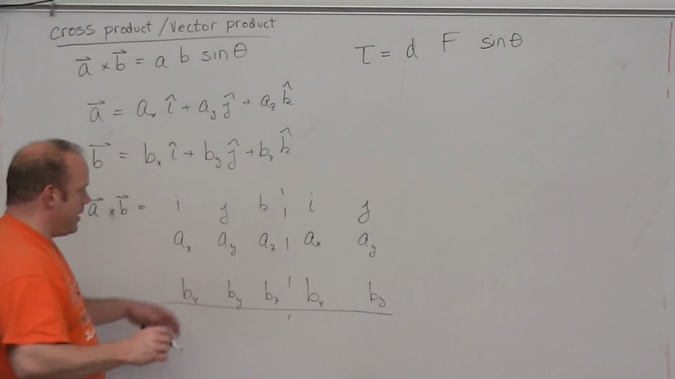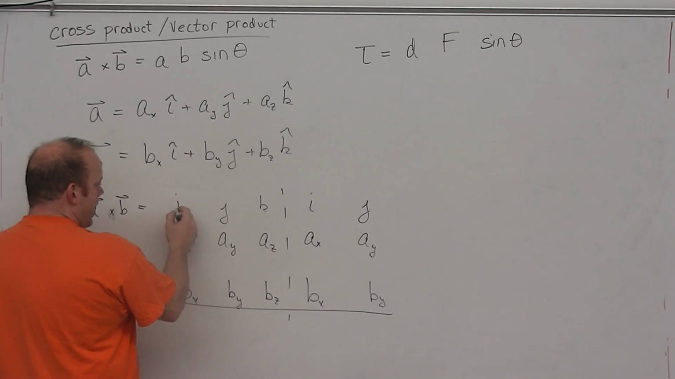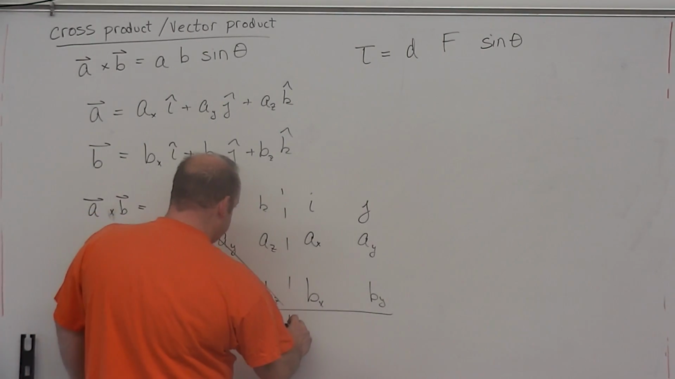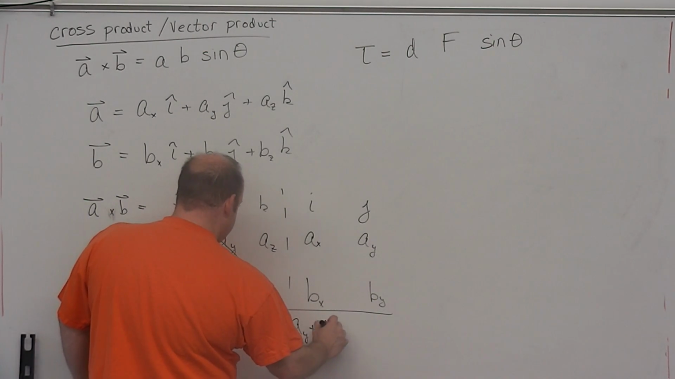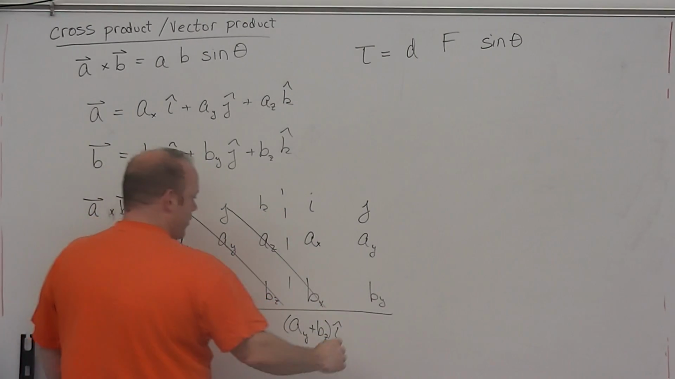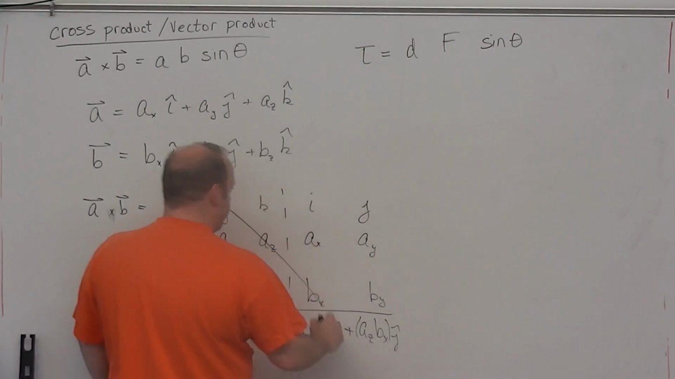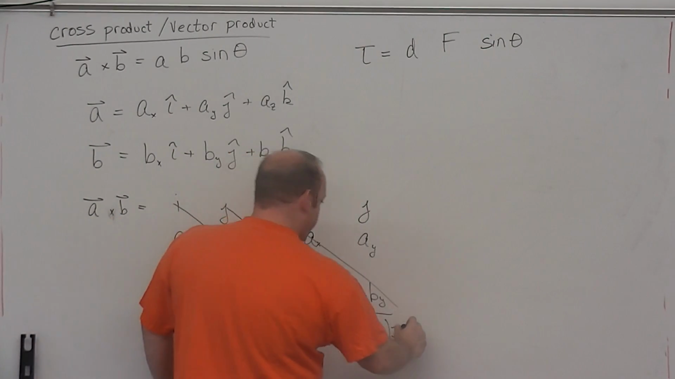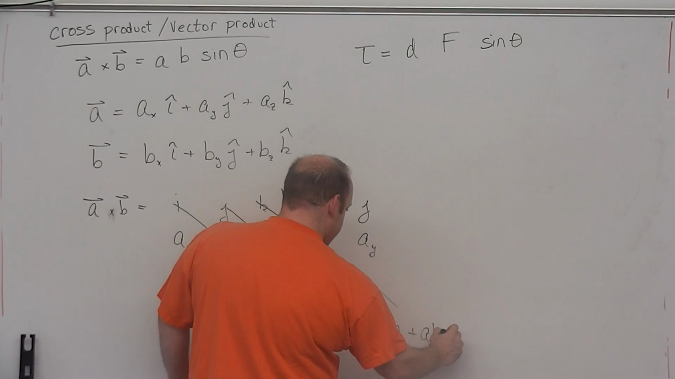So now, there's different equations. I'm not very good at memorizing things. I'm going to go like this. This goes AY BZ i hat. This here goes AZ BX j hat, plus AX BY k hat.